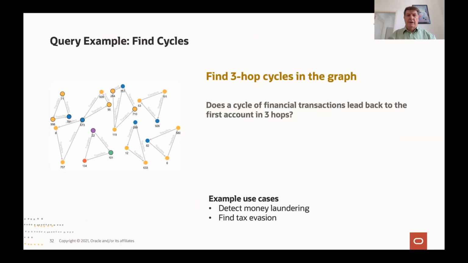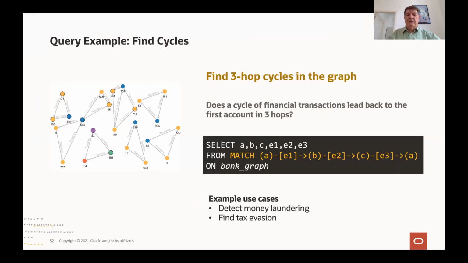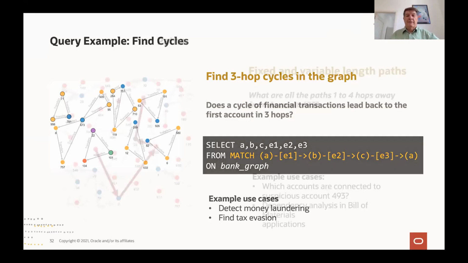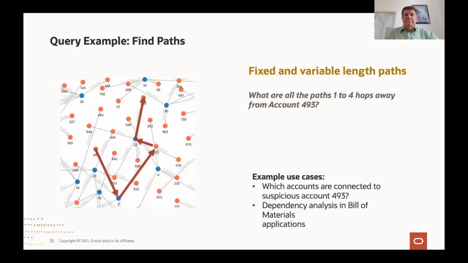Here's an example, again, our 3 hop cycles, as we just saw on the previous slide, will return all those triangles, all these cases where some money has been transferred from one account to another account to a third account. So money laundering, tax evasion, that's a typical pattern where these take place. And then here, we want to find out all the paths which are 1 to 4 hops away from account 493.